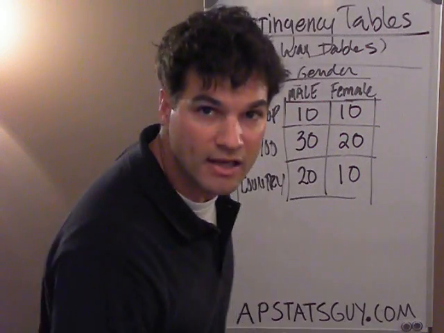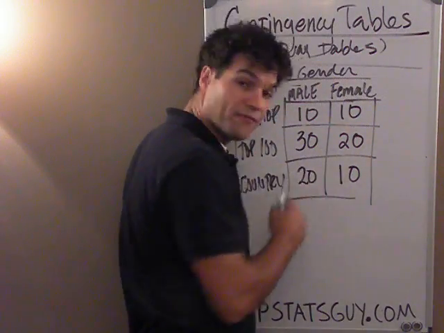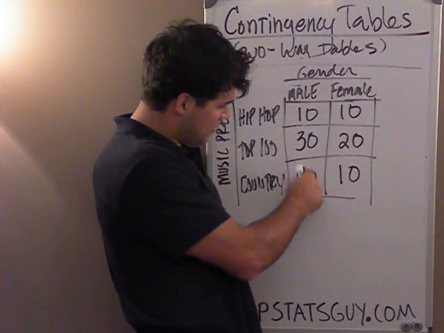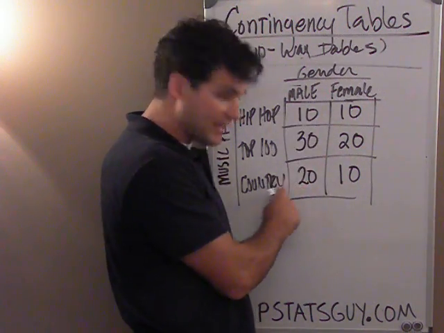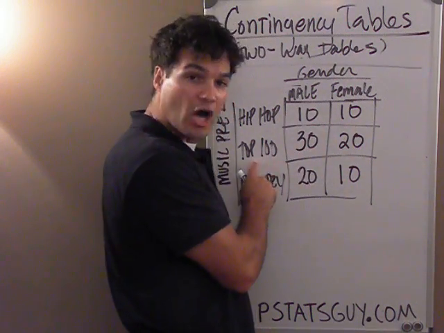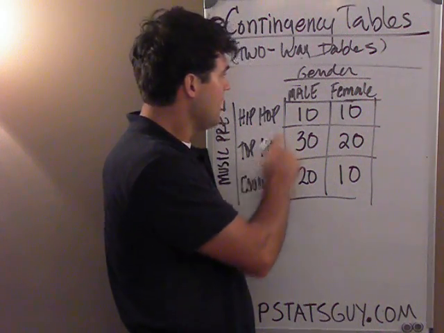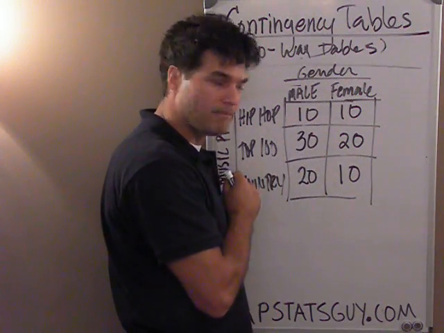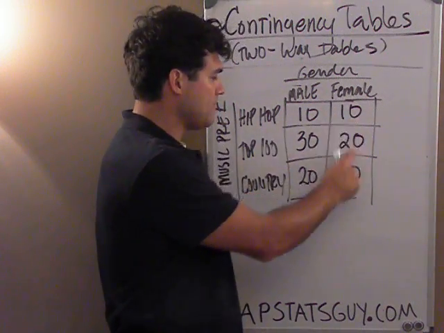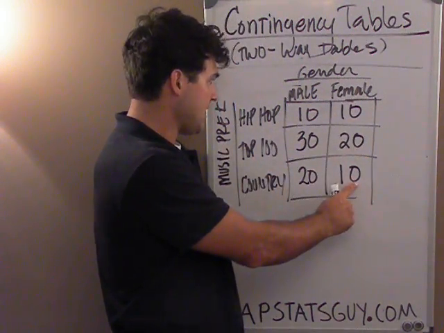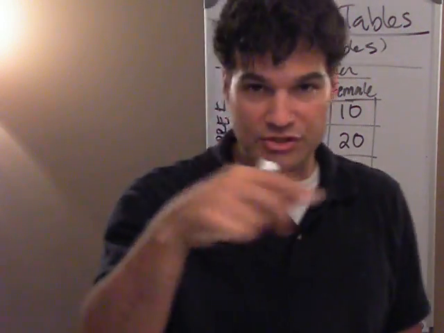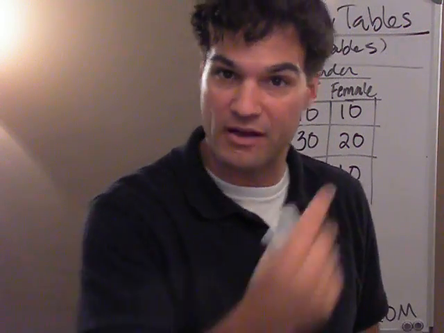So each of these numbers in here are frequencies, they're counts of how many. In here, there were 20 males that liked country the best. There were 30 males that liked top 100 music the best. And there were 10 males that preferred hip-hop. 10 females that preferred hip-hop, 20 females that liked top 100, and 10 females that liked country. Okay? So these are counts.